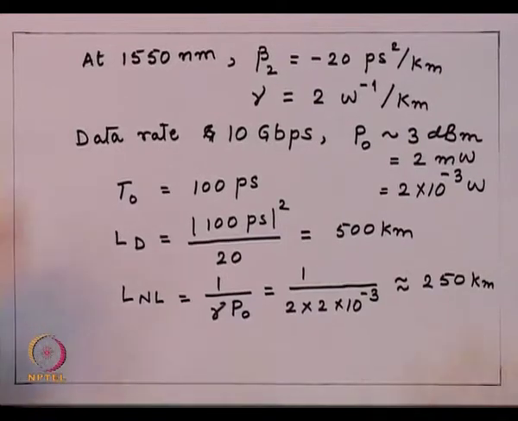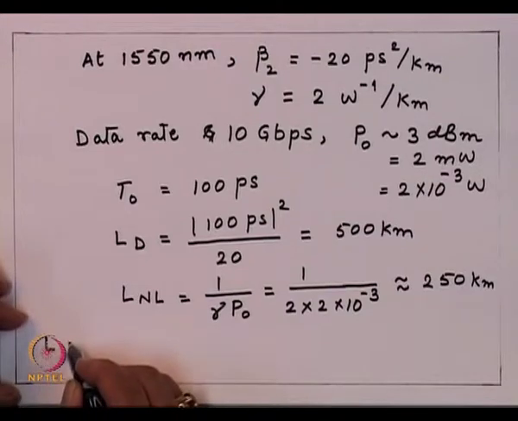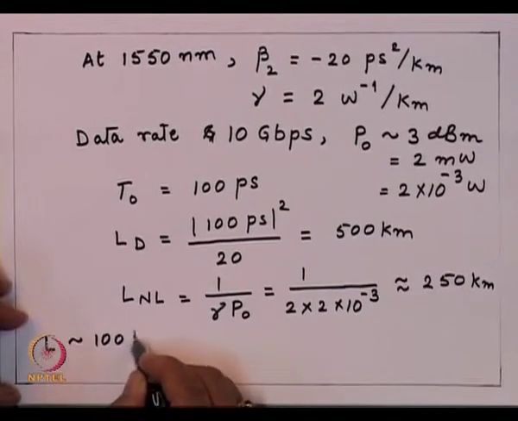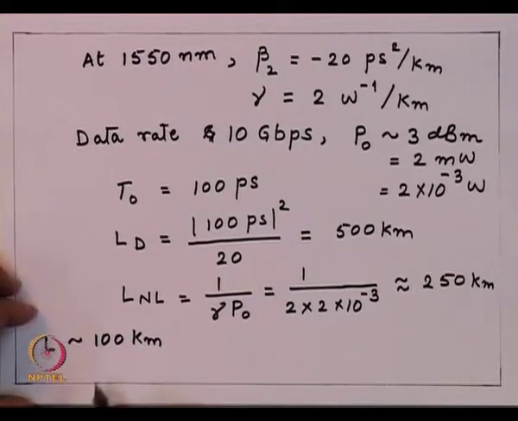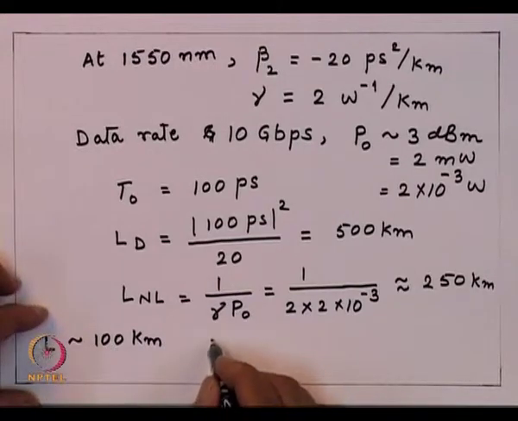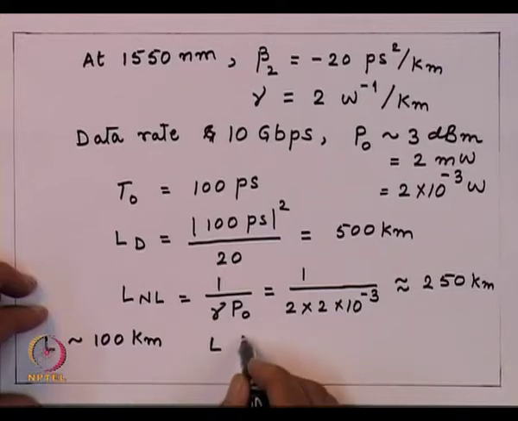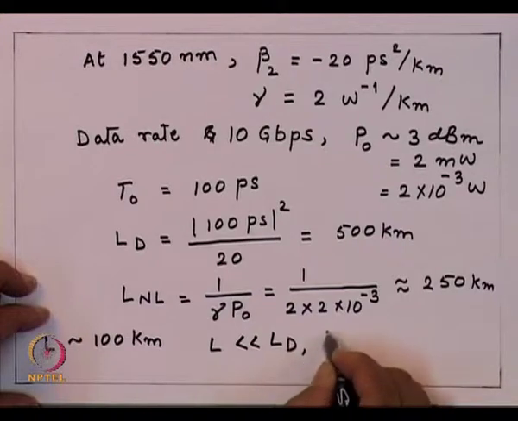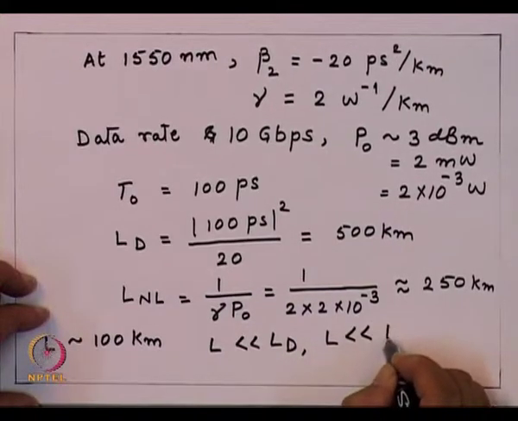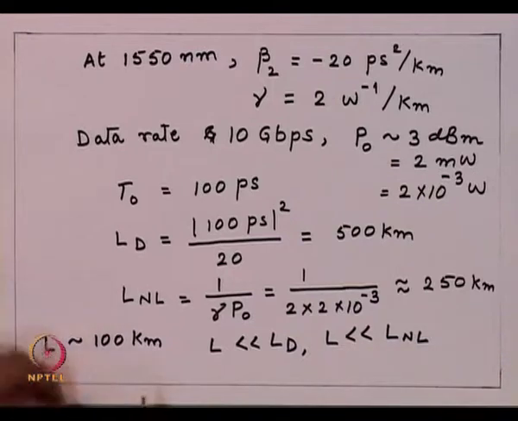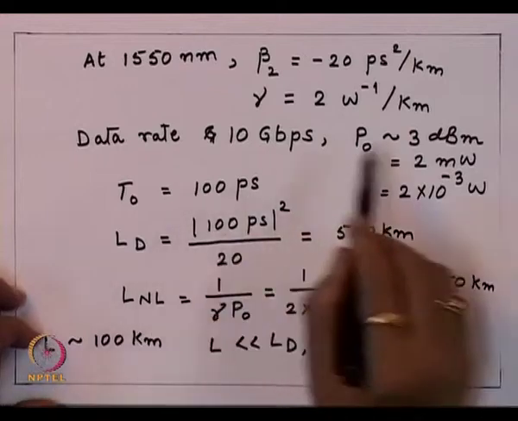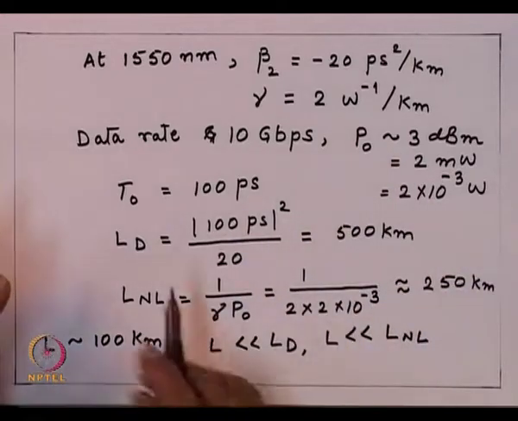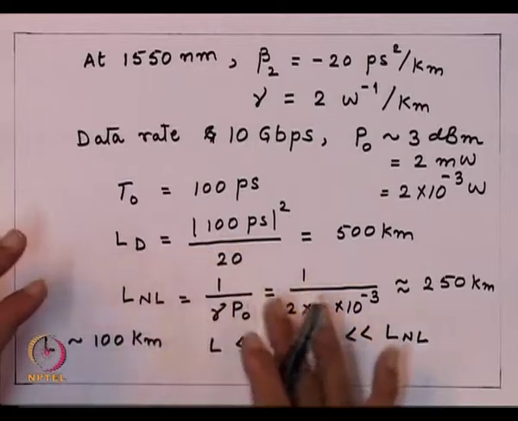If you consider a typical optical communication link, let us say L is of the order of about 100 kilometers, then you see that L is much less than LD, and much less than the nonlinearity length also. Therefore, in this situation neither will we see the dispersion effect nor the nonlinearity effect on the pulse propagation.